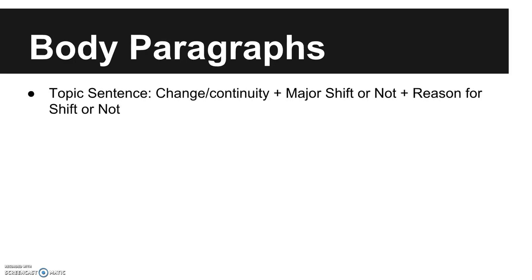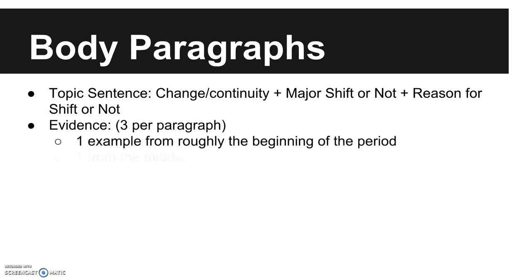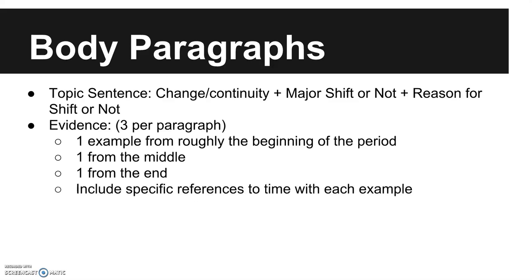This body paragraph is set up in much the same way as the other. The topic sentence makes the assertion for change or continuity and explains why this is so. Again, your three pieces of evidence for this paragraph ideally come from the beginning, middle, and end of the period. In this example, what follows is a clear explanation of how the evidence demonstrates that the era did or did not mark a major shift in politics.